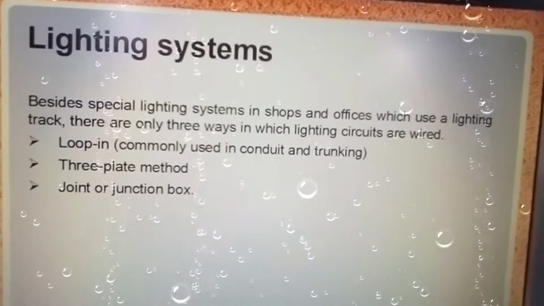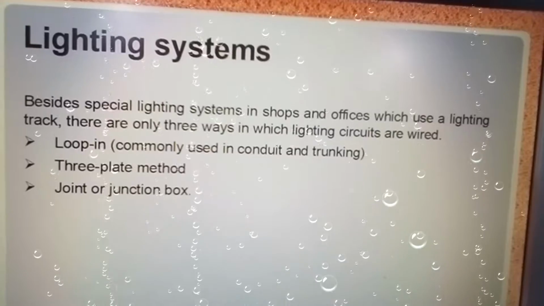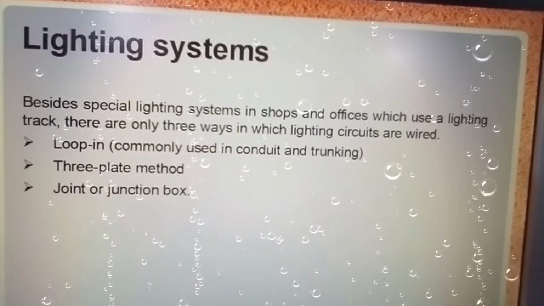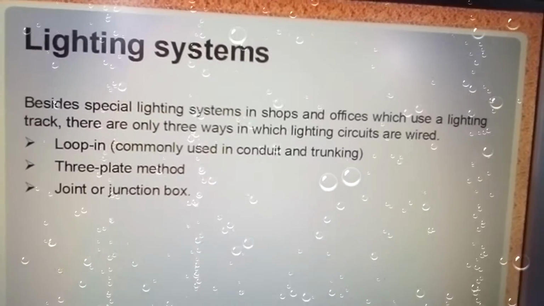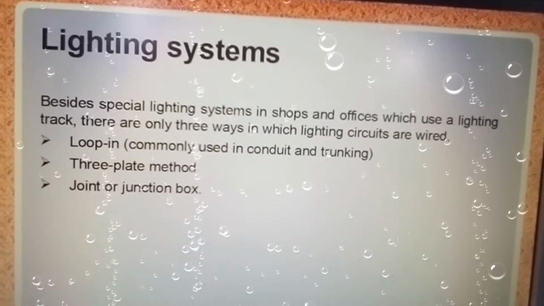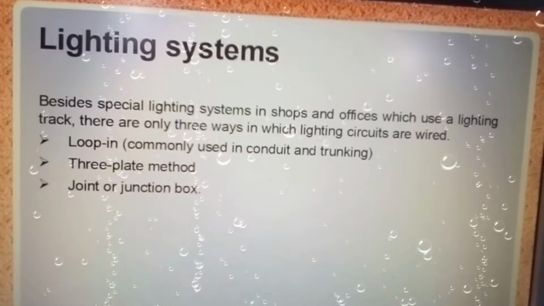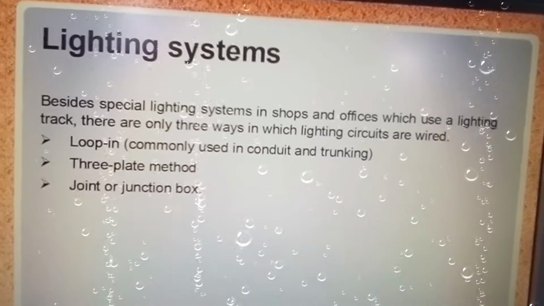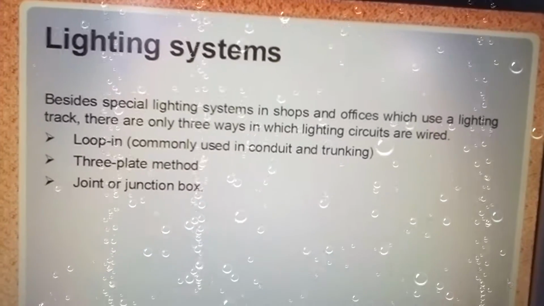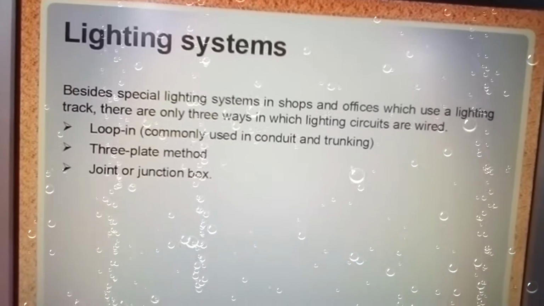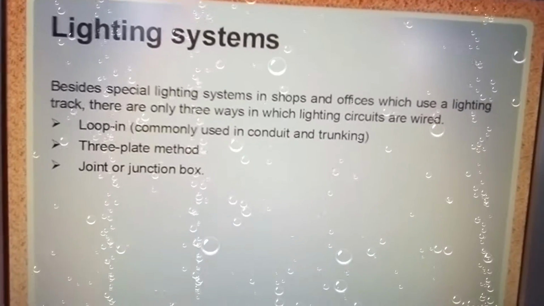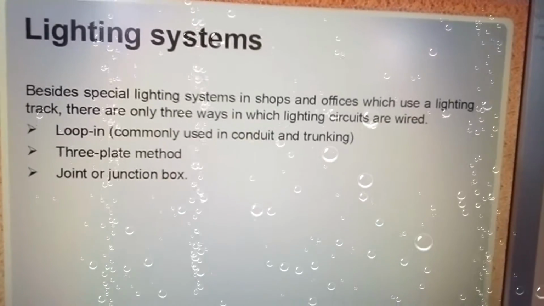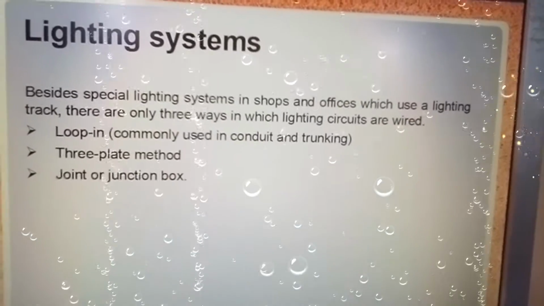Here are your systems, line systems. Looping, commonly used in conduit and trunking. Three-plate method, joint or junction box. Now, it is not exclusive to these three. There may be other methods that have come along since, due to constant development and changes in regards to wiring systems. And remember, some of these systems may become simply plug-in.